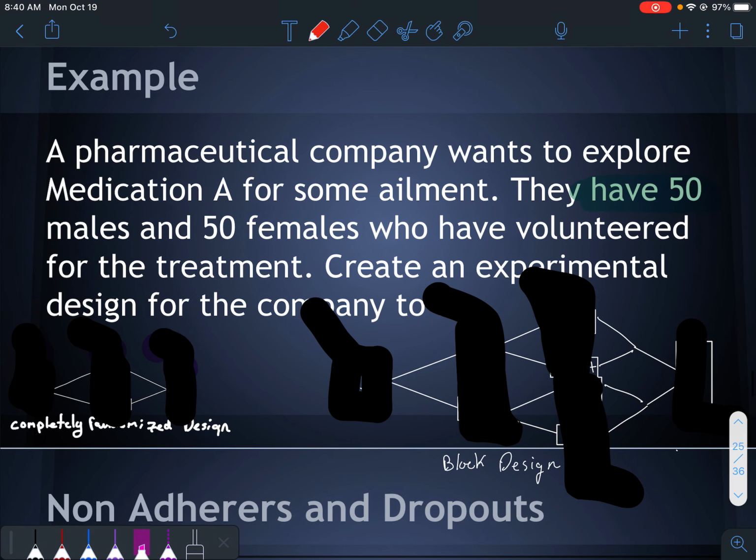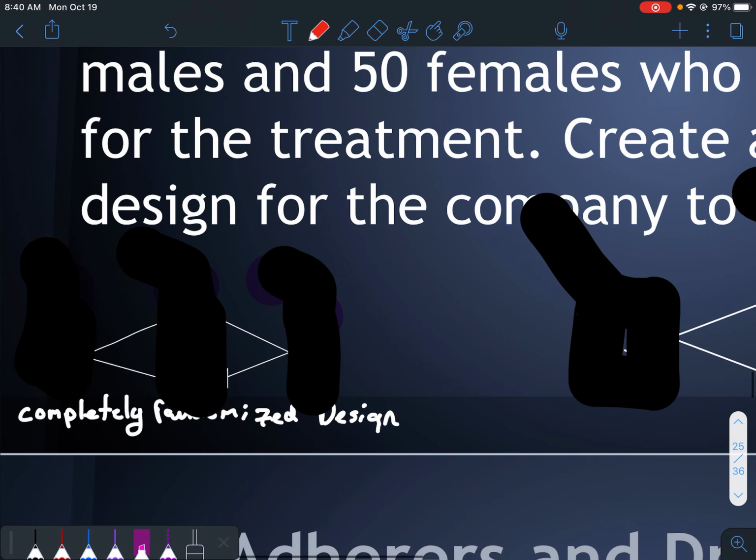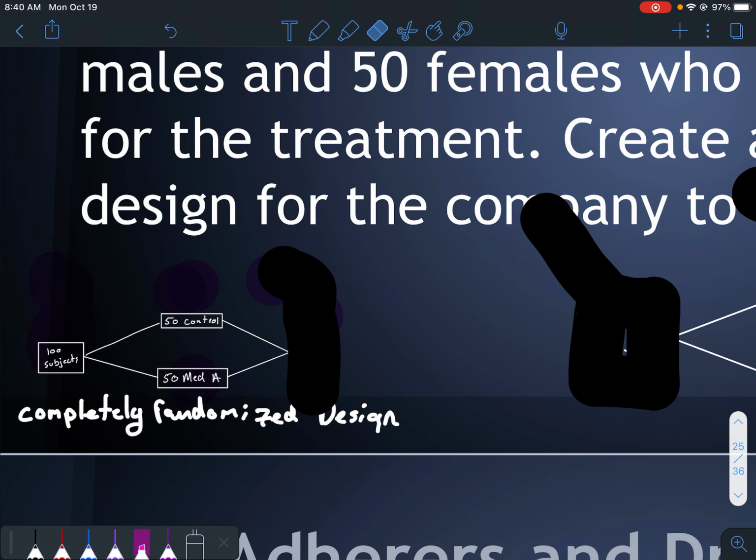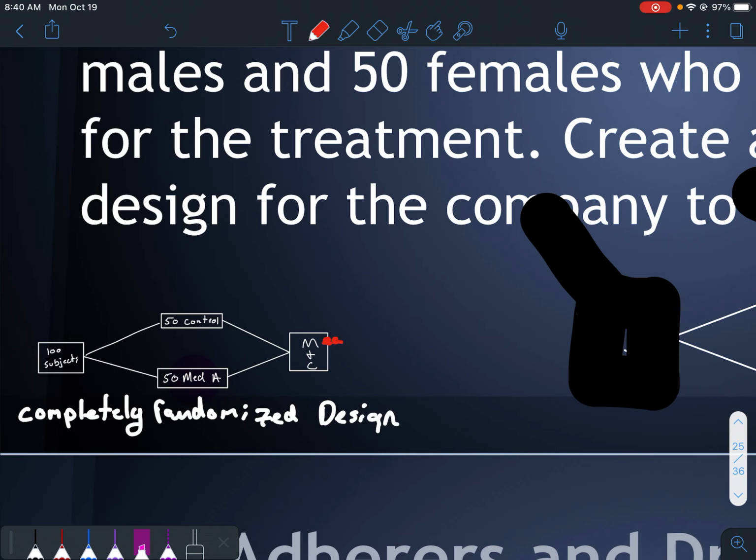So, an example, non-adherers, and then we're done. A pharmaceutical company wants to explore medication A for some ailment. They have 50 males and 50 females who have volunteered for the treatment. Create an experimental design for the company to use. In a completely randomized design, you take your 100 subjects and break them into 50 control and 50 with medication A, and then you measure and compare. So M and C means measure and compare.